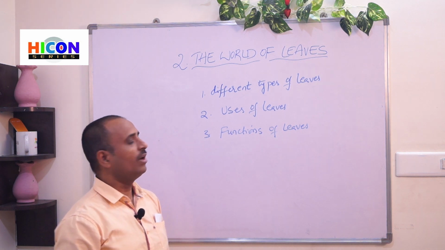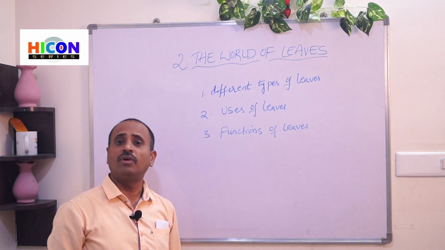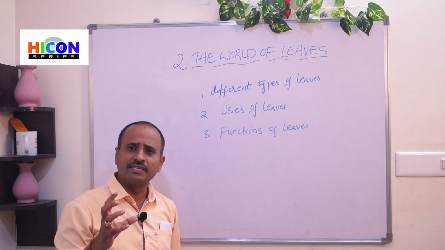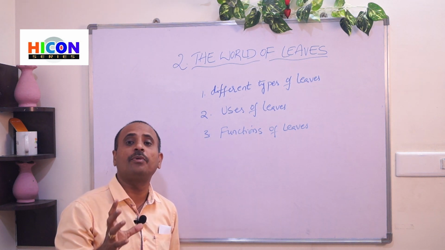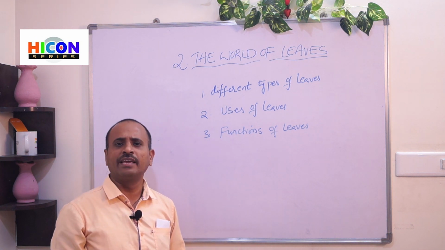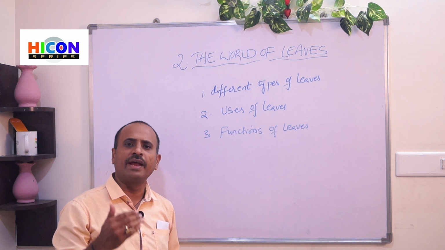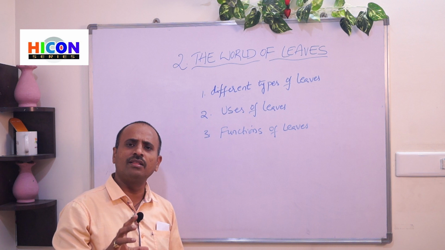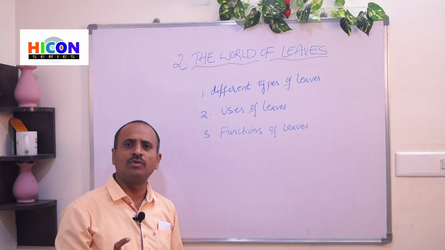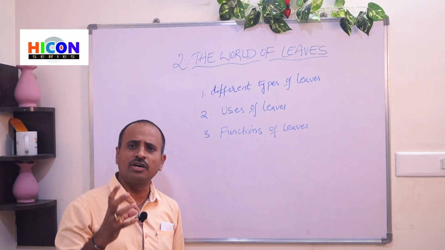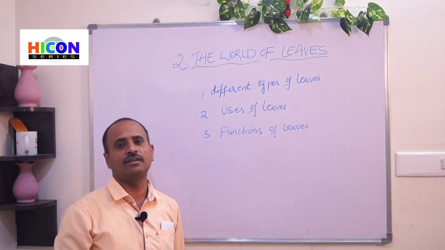So now, what is a leaf? Children, the leaf is the most important part of the plant. A plant has so many parts like roots, stem, branches, fruits, flowers and leaves. Among all the parts, the leaf is the most important part of the plant. And most of the leaves are green in color.